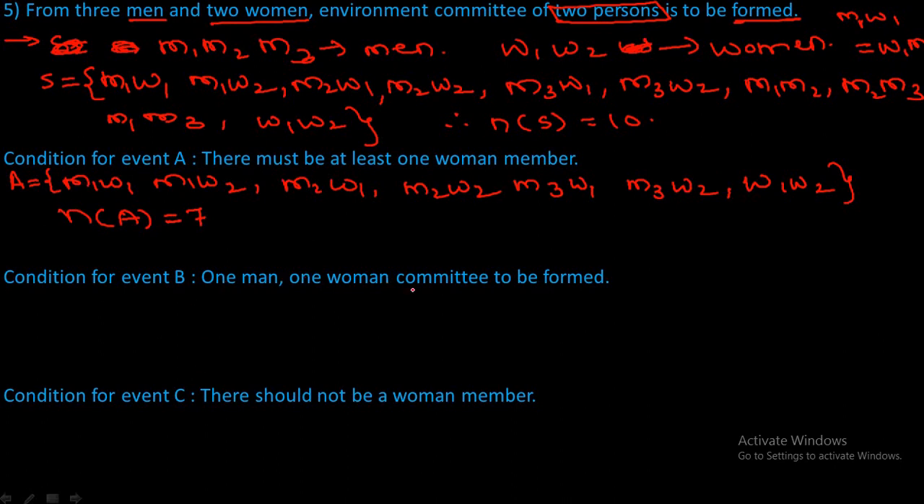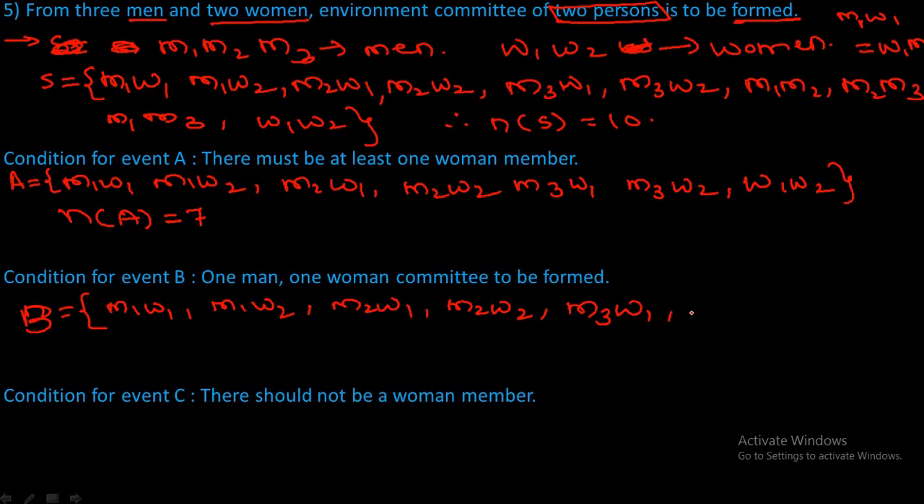Next we will consider a one man, one woman committee to be formed. This is event B. One man one woman: M1, W1. Next M1, W2. M2, W1. Next M2, W2. Next M3, W1, because one man one woman. Next M3, W2. Here there are two men, and two women, so only one man and one woman we require, this is the concept. So n of B is equal to how much? 1, 2, 3, 4, 5, 6, so 6 is the answer.